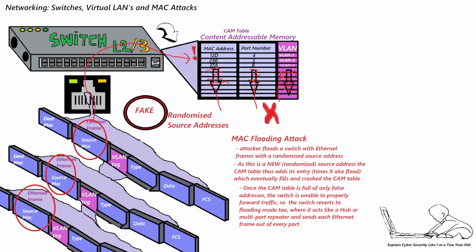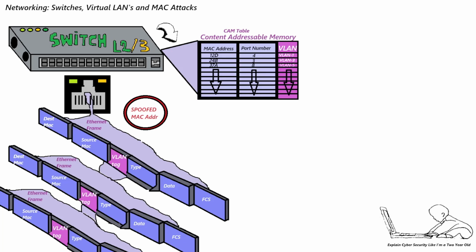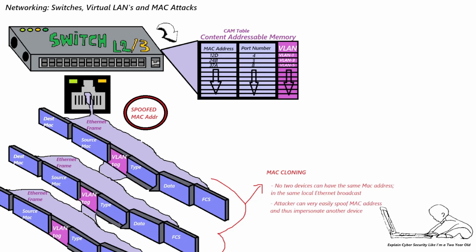because this CAM table is an additional feature. And in another similar way is a MAC cloning attack, where no two devices can have the same MAC address in the same local Ethernet broadcast domain. However, when they do, problems occur. Again, it's not hard for attackers to circumvent and make a false MAC address, which is a clone of another device, which is a legitimate device. Therefore, an attacker can impersonate another device by just being or pretending to be its MAC address.